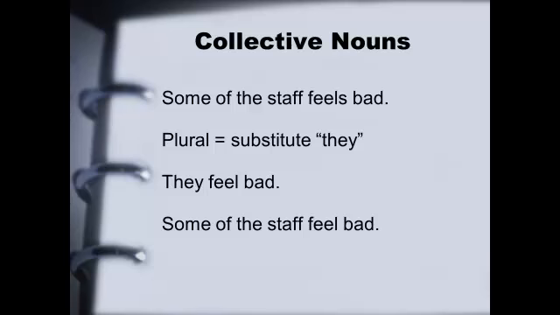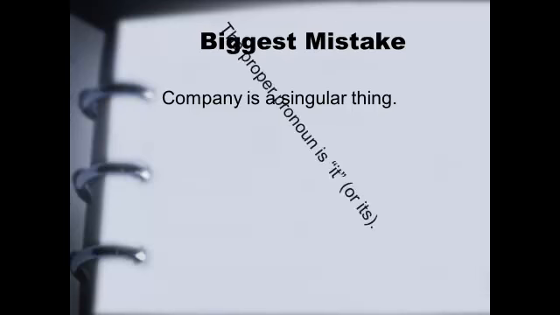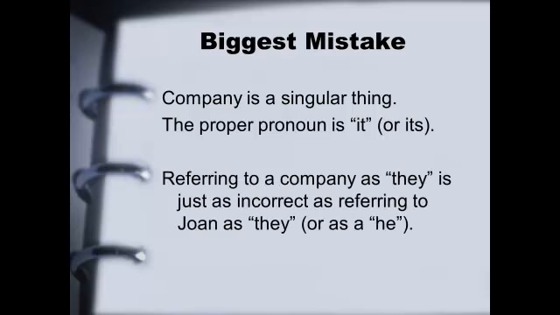Works perfectly for you. Biggest mistake, without a doubt, is a company is a singular thing. The proper pronoun for it is it, or if you're using some type of possessiveness, its. Referring to a company as they is just as incorrect as referring to Joan as a they or as a he. It's just simply the wrong pronoun, and it's sloppy writing.